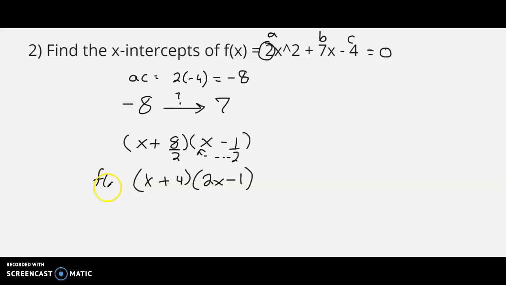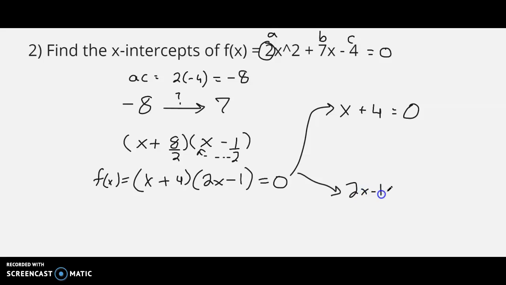Alright, so remember we still have our function here. F of x equals now (x plus 4)(2x minus 1), and we set it equal to 0. Alright, in the same situation as the previous example, we have now two expressions that we set equal to 0. X plus 4 equals 0, 2x minus 1 equals 0. We solve each of those mini equations for x. On the first one, x is equal to negative 4. On the second one, we're going to add 1 to both sides, divide by 2. X equals 1/2.